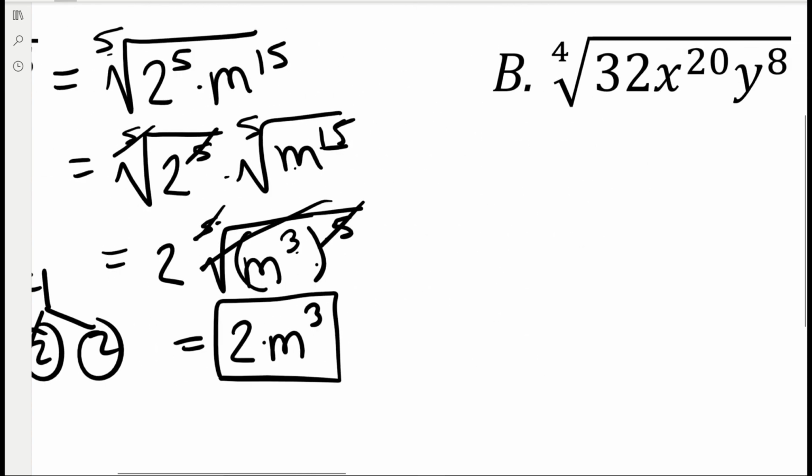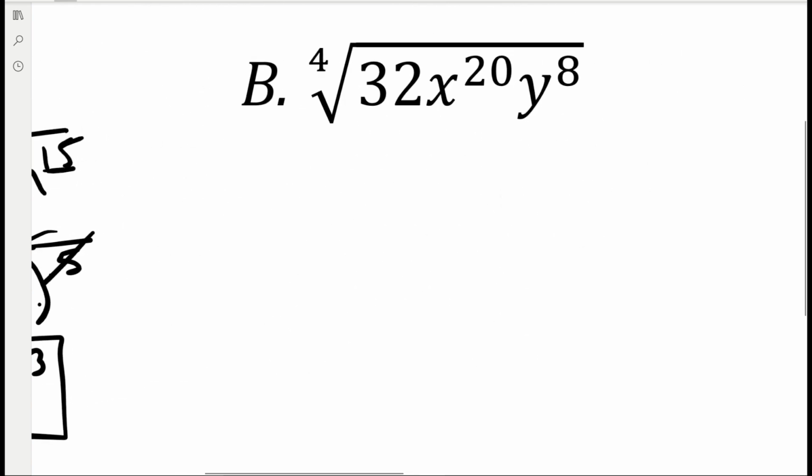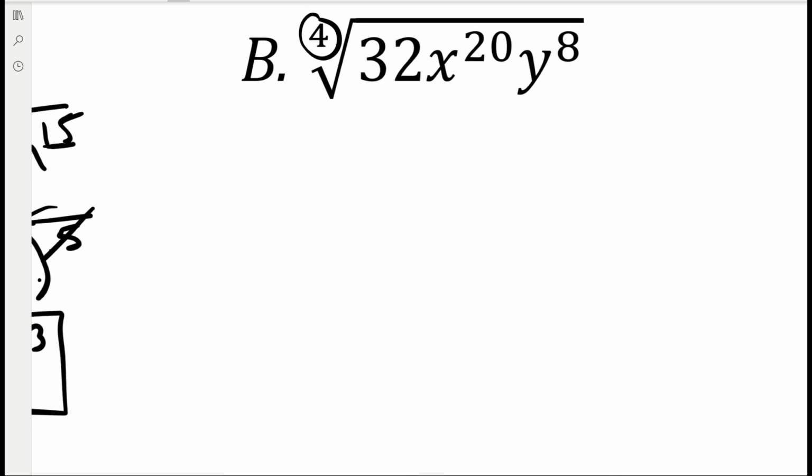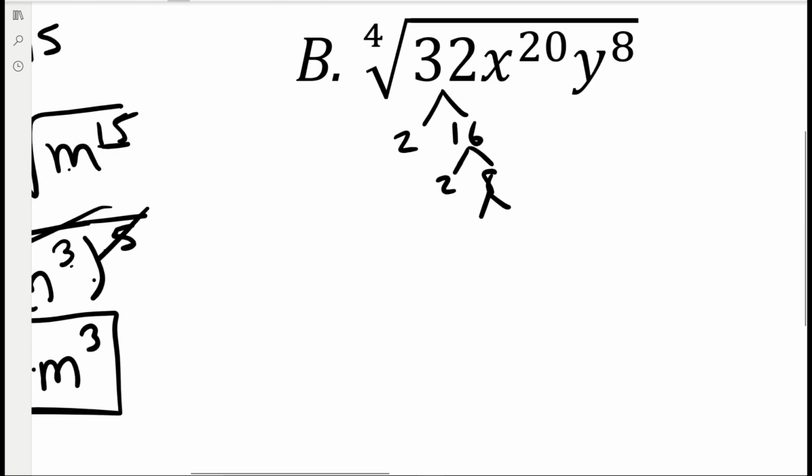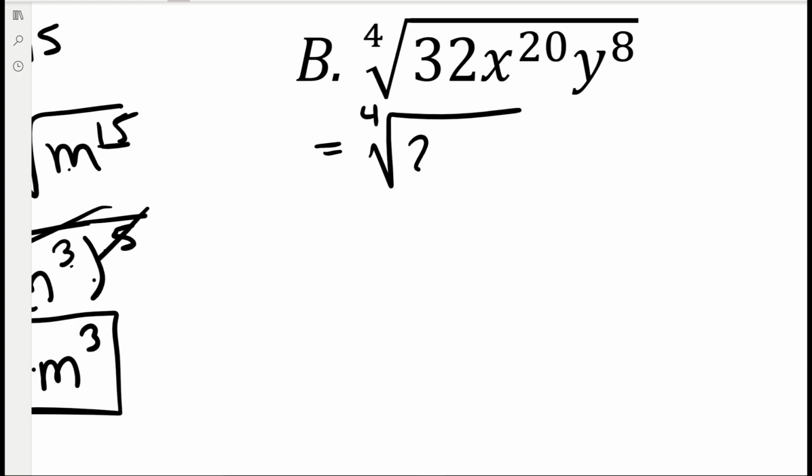Okay, let's look at another example. So this time we have an even index, which means that we're going to need an absolute value probably somehow, right? So let's break up 32 into 2 and 16, 2 and 8. Well, we actually broke that up earlier, didn't we? So let's just use the result that we had earlier. 32 is 2 to the 5th power, just to save us some time. So we have here 32 is the 4th root of 2 to the 5th power.